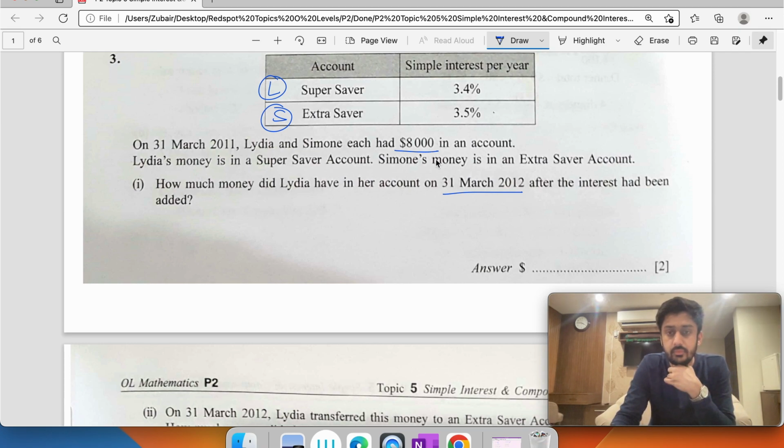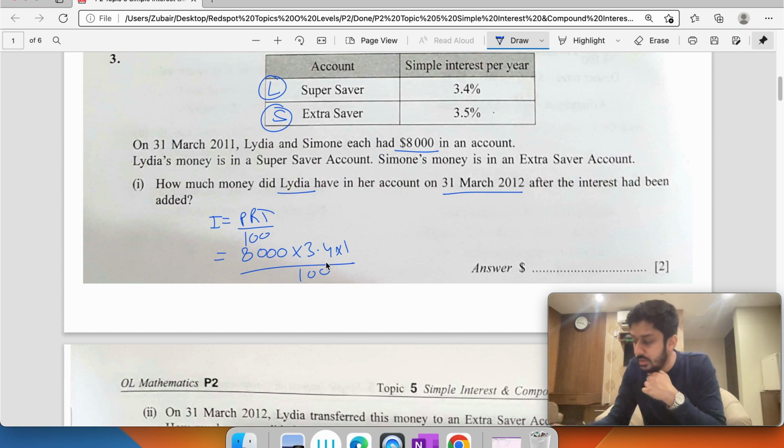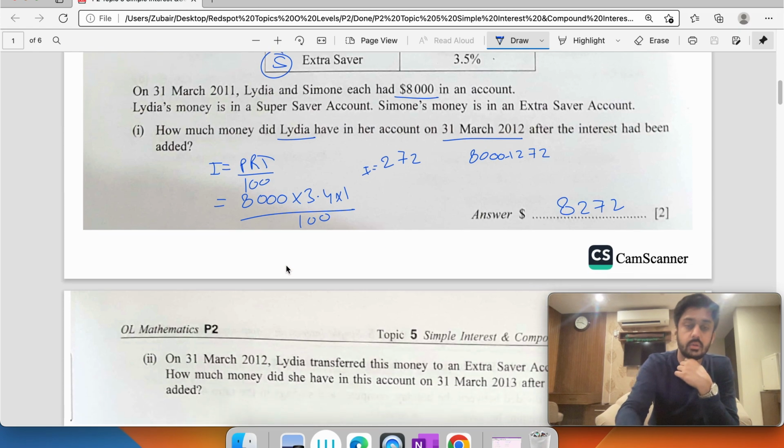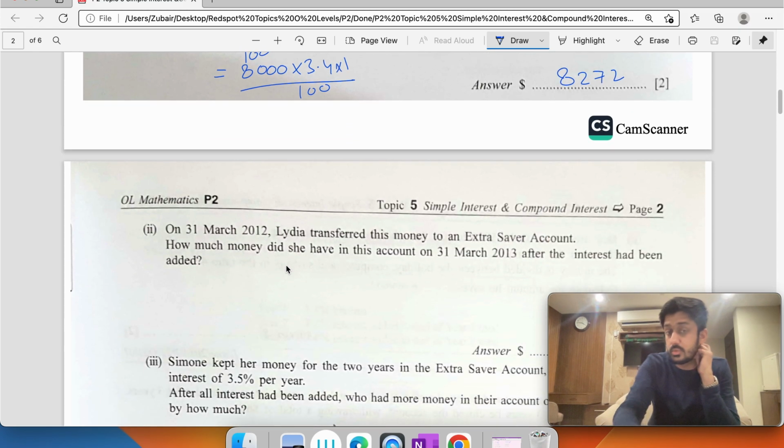So both have 8,000. We are solving for Lydia. Interest is equal to PRT over 100. Principal amount is 8,000. Rate for Lydia is 3.4 for 1 year by 100. 8,000 times 3.4 divided by 100 is 272. So 272 is the interest amount, and total amount would be 8,000 plus 272. So it is $8272.